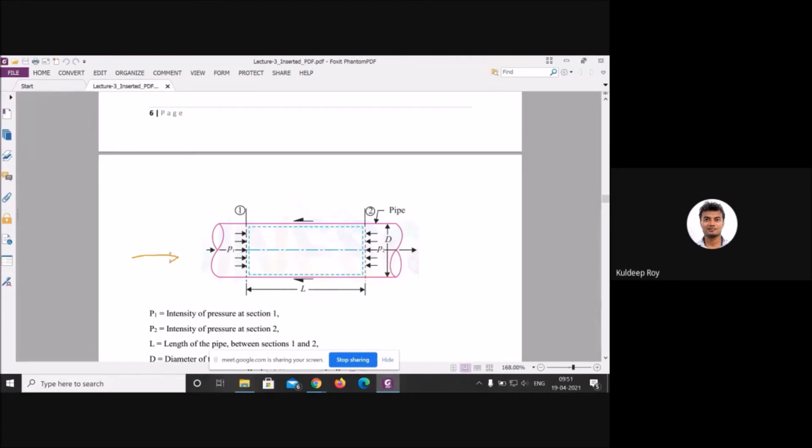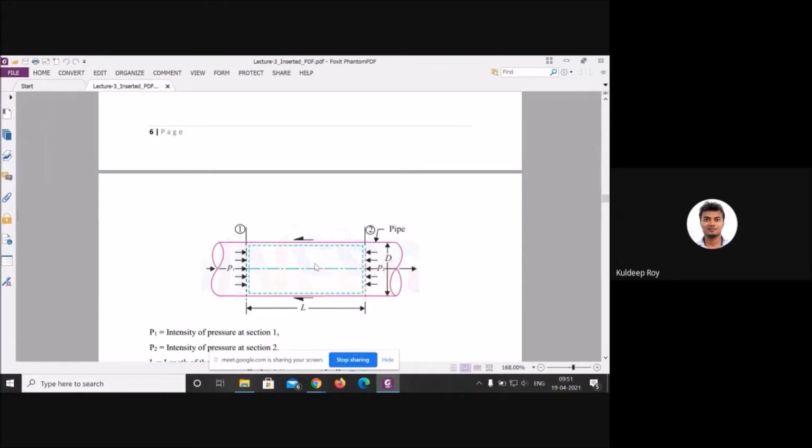Fluid is flowing from this direction to this direction. Then this is the inlet pressure P1, and the outlet pressure is P2, but it will be in the opposite direction because you are looking at this particular control volume. And this is the length of the control volume. Then how will you start?